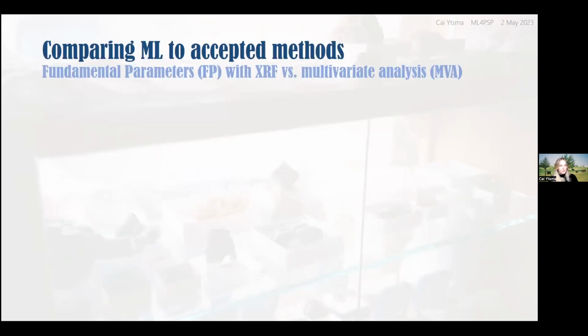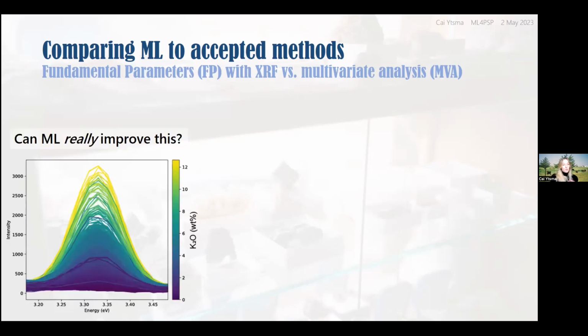Lastly, I want to propose machine learning as an alternative method that you can apply alongside accepted calibrations that have high performance. So an easy example for this is fundamental parameters, or FP, which is a method used to quantify XRF spectra. And FP models are based on the fundamentals of atoms and therefore don't rely on training data to make predictions. They're just a human-derived calculation that's customized to the instrument setup.